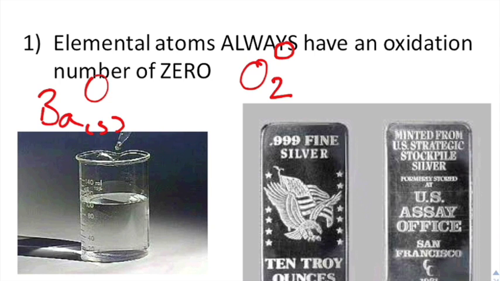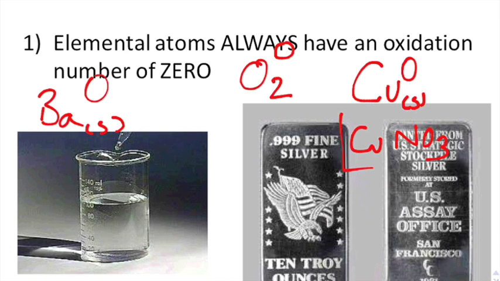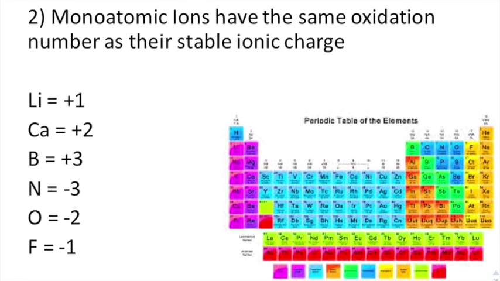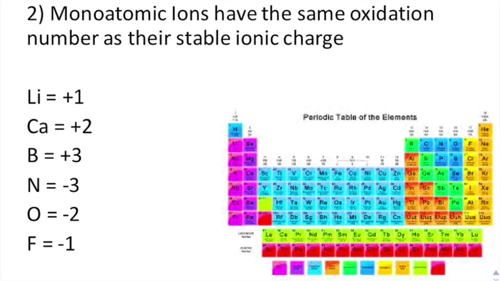Okay, if I were going to have something like, let's say copper in its elemental state would be 0. But if I were to mix copper with, say, nitrate, now it's not by itself anymore, so it's going to have an oxidation number there. Okay, the second one is monoatomic ions have the same oxidation number as their stable ionic charge. So you follow your trends. Lithium's going to be +1, calcium's +2, boron's going to be +3, carbon's iffy. We tend to not deal with carbon for the most part. And then nitrogen, oxygen, and fluorine are your -1s, and then your noble gases would be 0.